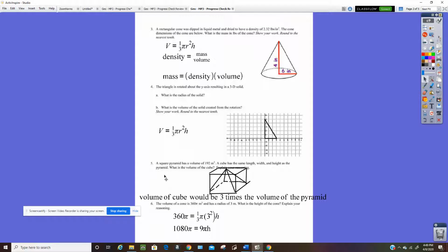And then number 5, the square pyramid. If you draw a cube and then the pyramid inside there is the same dimension, so then the volume of the cube would be 3 times the volume of the pyramid.